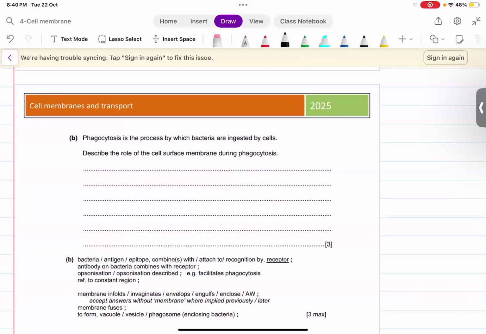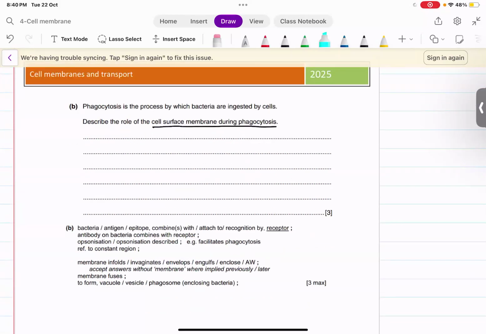Then we have: phagocytosis is the process by which bacteria are ingested by the cell. Describe the role of the cell surface membrane during phagocytosis. This is what we have already discussed. The first step is the bacteria antigen attaching by recognition by the receptor. These are the receptor proteins or ligand proteins present on the cell surface membrane. Then the antibody on bacteria combines with the receptor. We will discuss this point in immunity. There is no need to discuss it in detail right now.